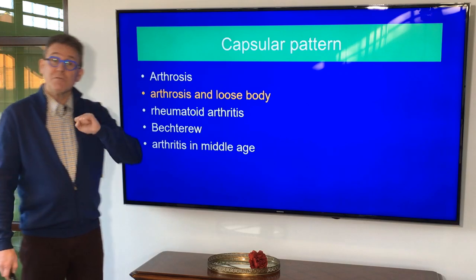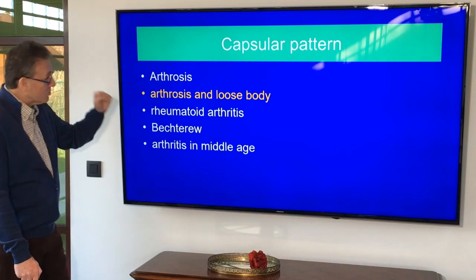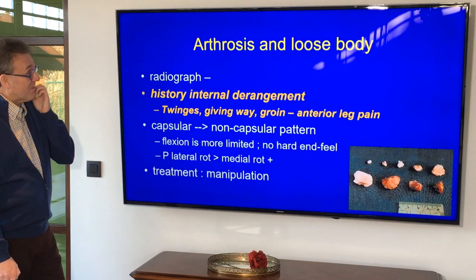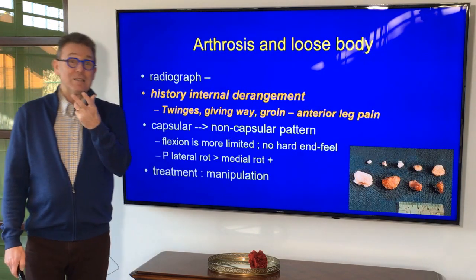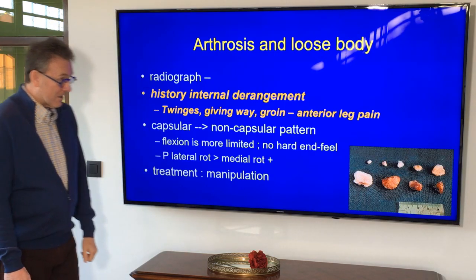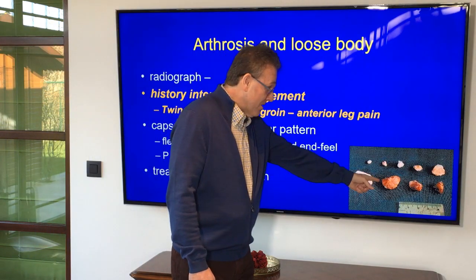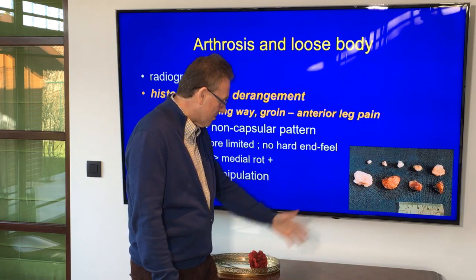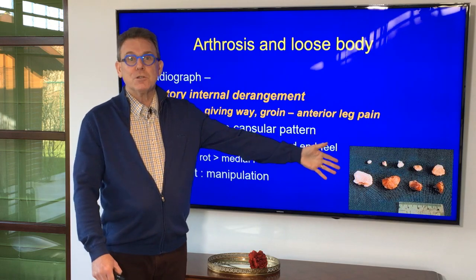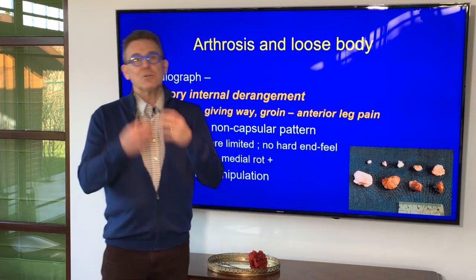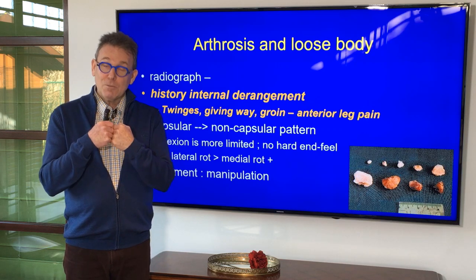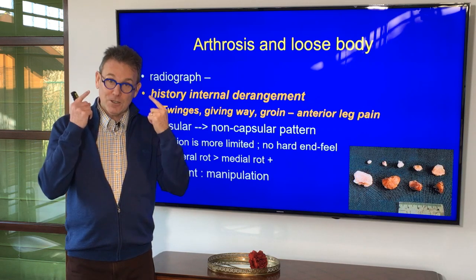Also here we can find an internal derangement, arthrosis and loose body. If the loose body is a cartilage fragment, of course you don't see it on X-ray. If you find those things, oh, look at those loose bodies, that's horror. Of course this should be removed from the joint. But I'm more interested in the loose bodies you don't see, but the loose bodies you hear.